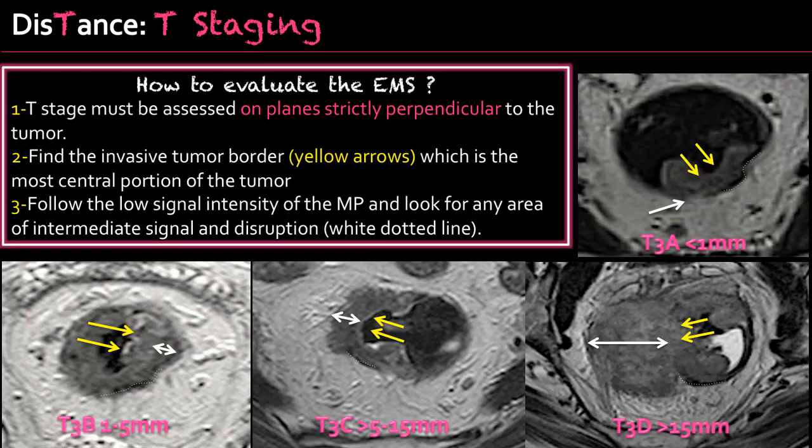So how to evaluate the extramural spread? First, it must be again assessed on a plane strictly perpendicular to the tumor, and then you will find the invasive border of the tumor, which is usually centrally located, and you follow the very nice low signal intensity of the muscularis propria and look for any disruption. So like here or like here, you look for disruption.